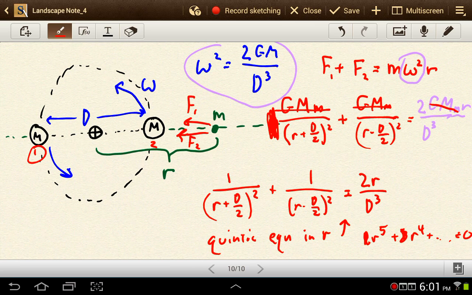If you plug it into your calculator and graph it and look for zeros, the solution will be r approximately equal to 1.2 times capital D. So it'll be somewhere out here-ish, and of course on the other side it'll also work as well. So that takes care of 2 of your 3 points. These are called Lagrange points, by the way.